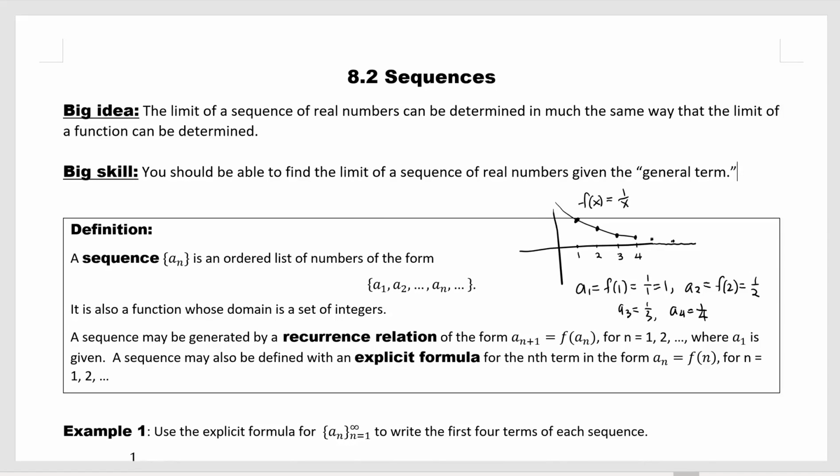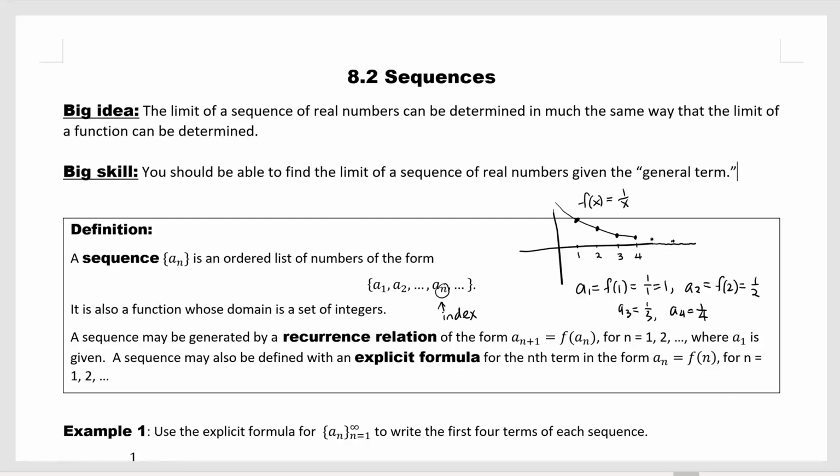A sequence may be generated by a recurrence relation of the form a sub n plus 1 equals f of a sub n. Okay, so we express the n plus 1 term as a function of the nth term. So here these n are called the index, where a1 is given.